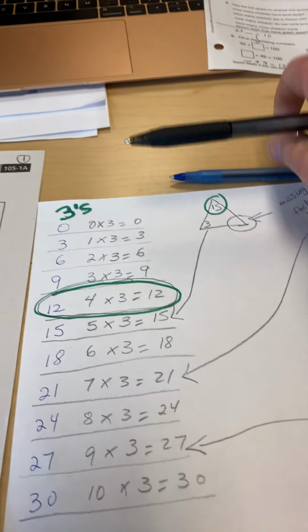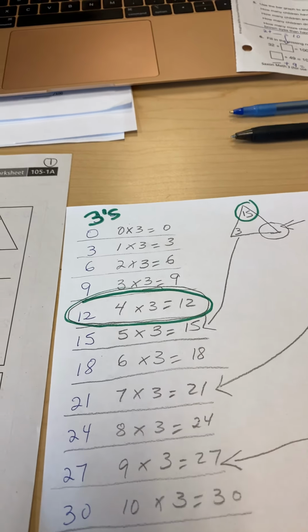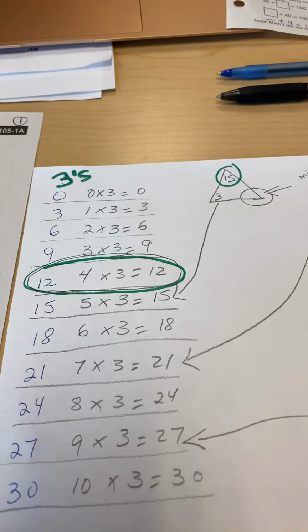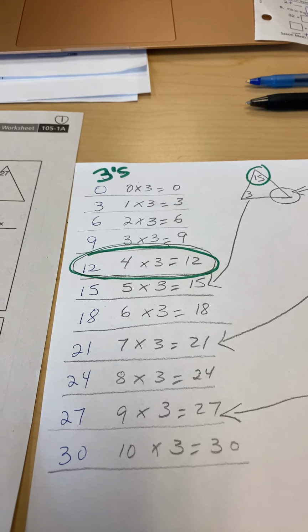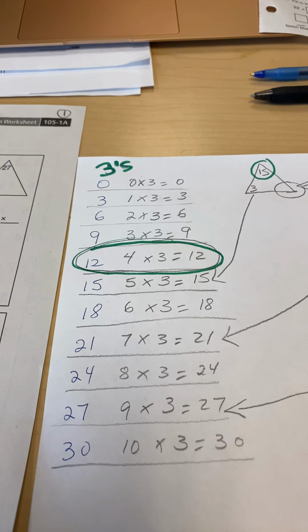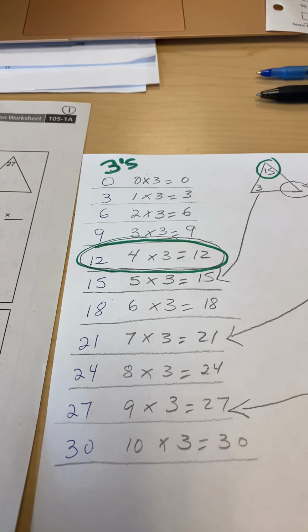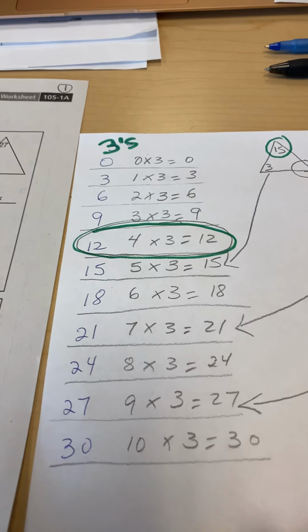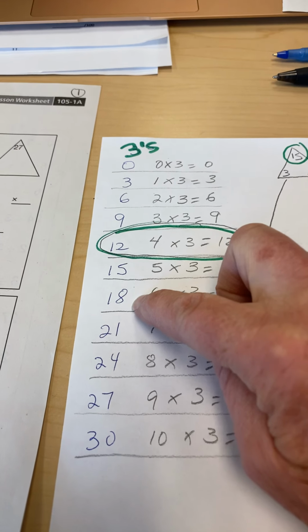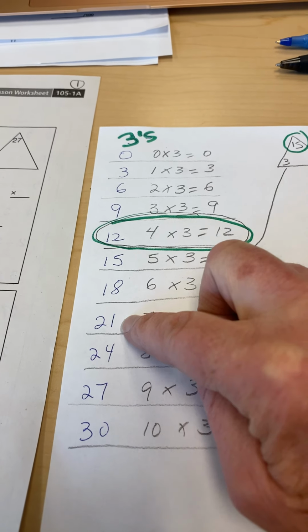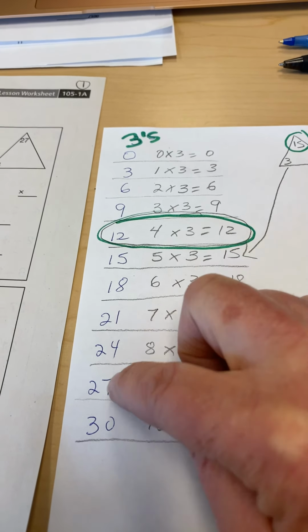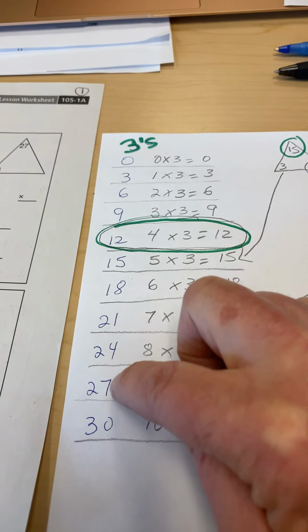We have this song, or rhythm I should say, that we count by 3's, and it goes 1, 2, 3, 4, 5, 6, 7, 8, 9, 10, 11, 12, 13, 14, 15, 16, 17, 18, 19, 20, 21, 22, 23, 24, 25, 26, 27, 28, 29, 30.